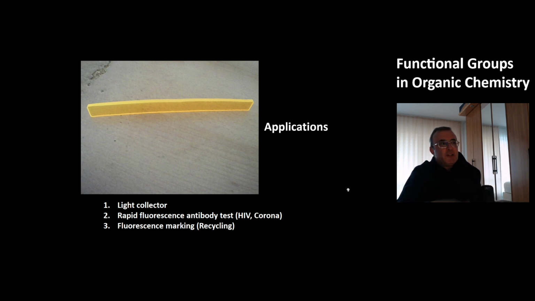And a third application is fluorescence marking. This is important for recycling. We live in an era of climate crisis, energy crisis, but also resource crisis. And one solution is, of course, more recycling. And you could use these compounds to dye expensive sorts of plastics. And this will allow you to automate recycling. And for this to work, a very small amount of these compounds is sufficient, because machines can detect much lower concentrations than the human eye.